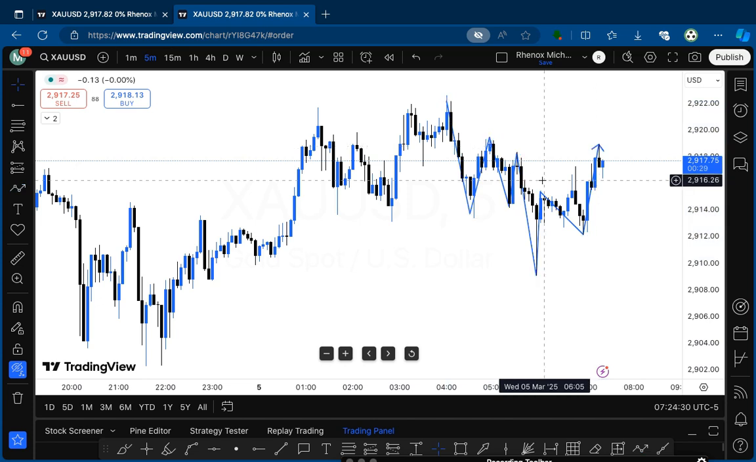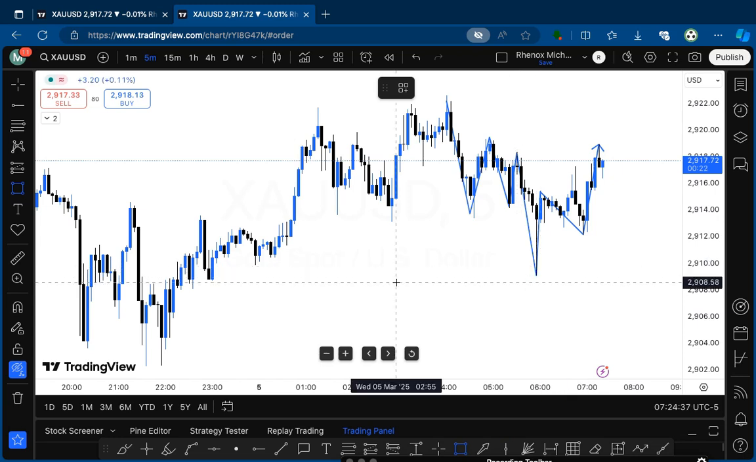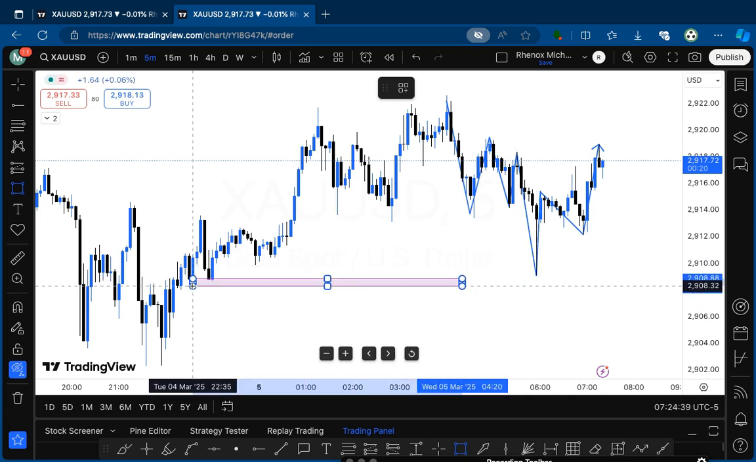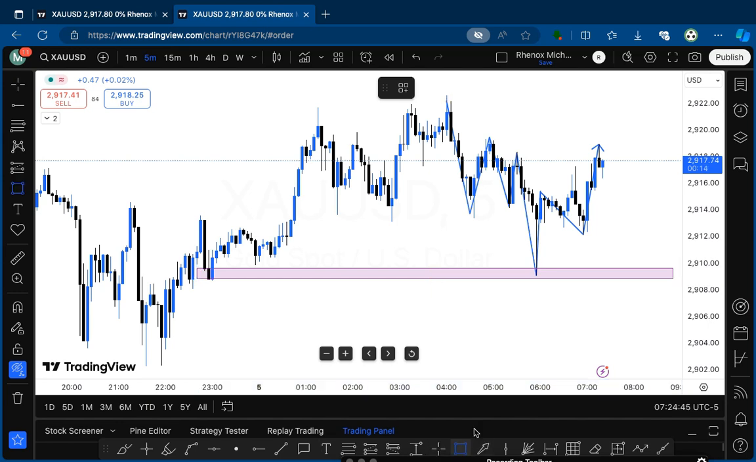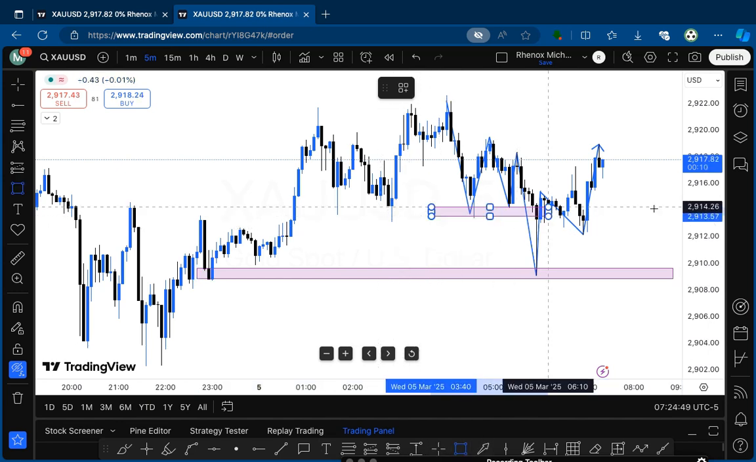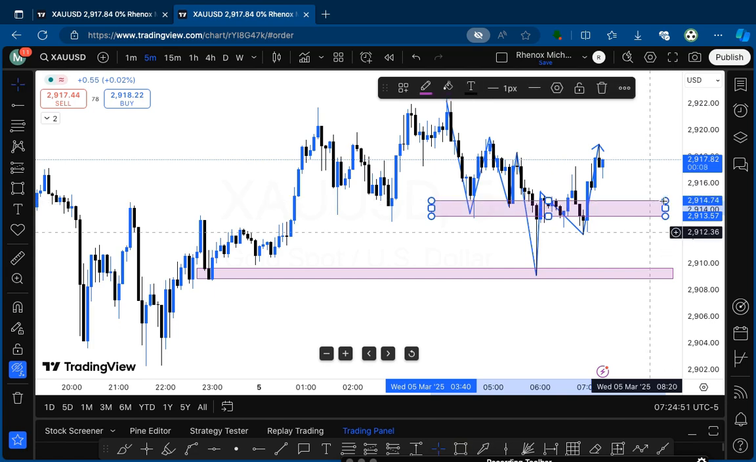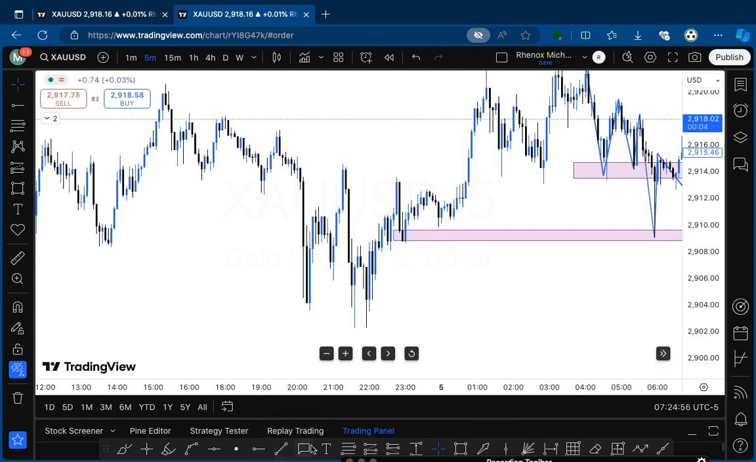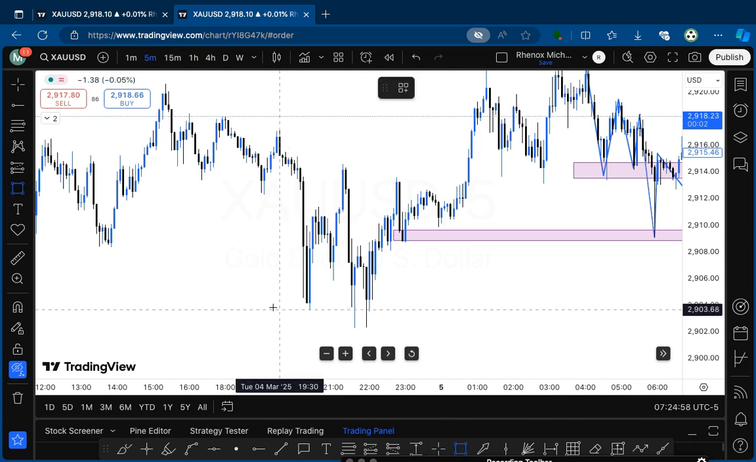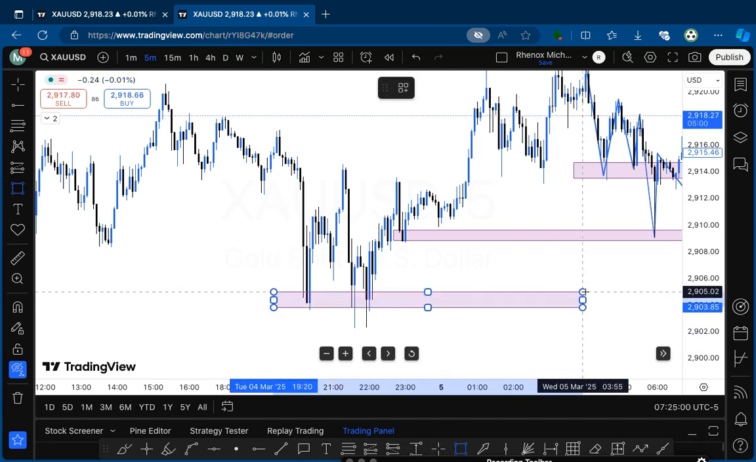So if we were to mark our support on all these levels, we'd be marking out those areas where price kept pushing up from. Those are our support levels. You see, price kept pushing up here. This is another support level for us. So every part where you see that price keeps pushing to the upside is your support level.